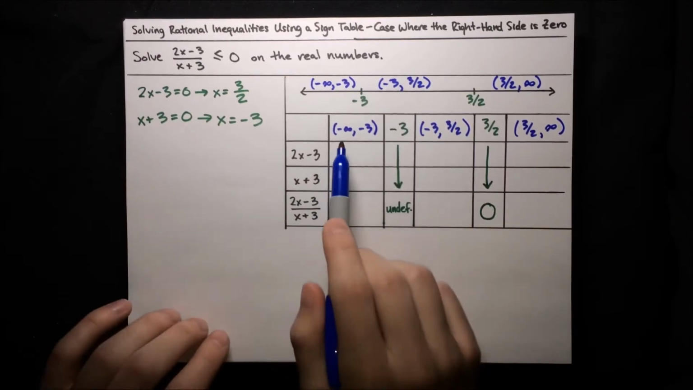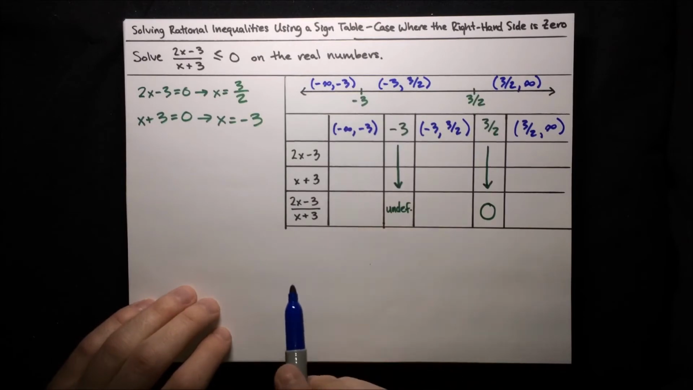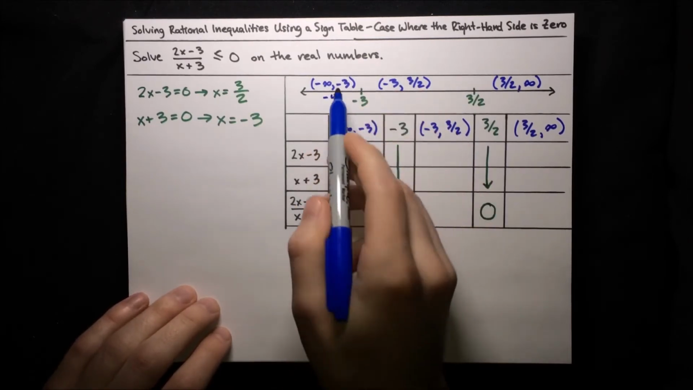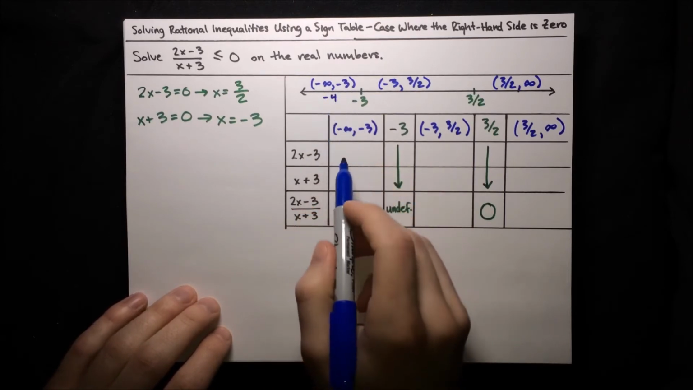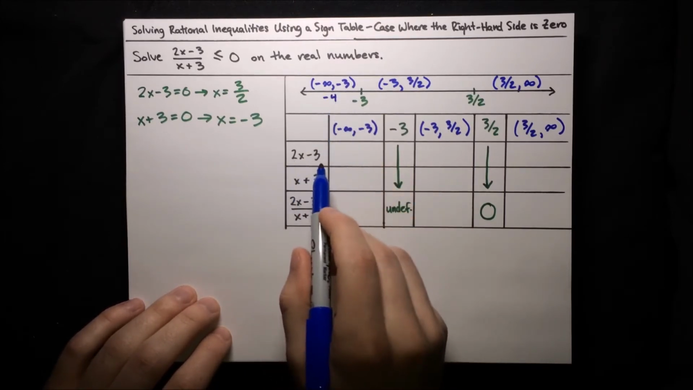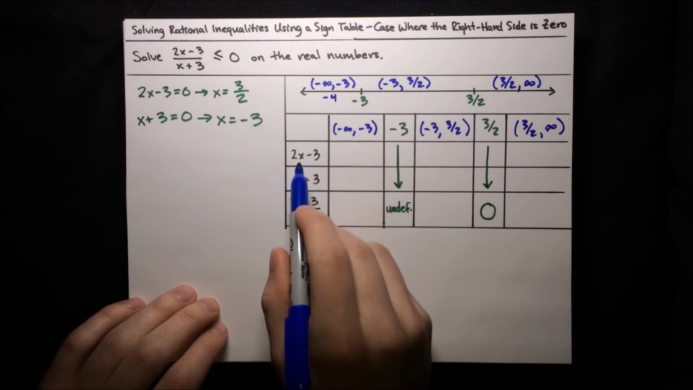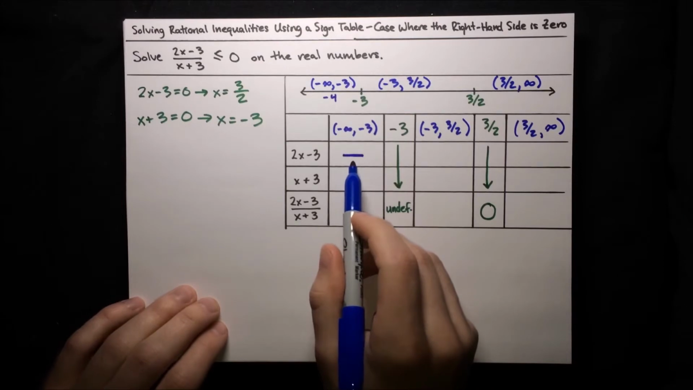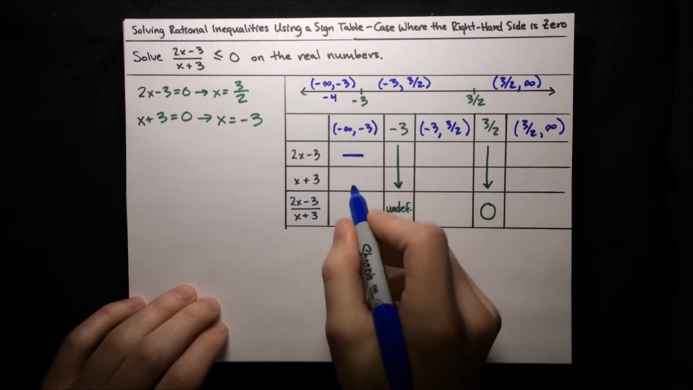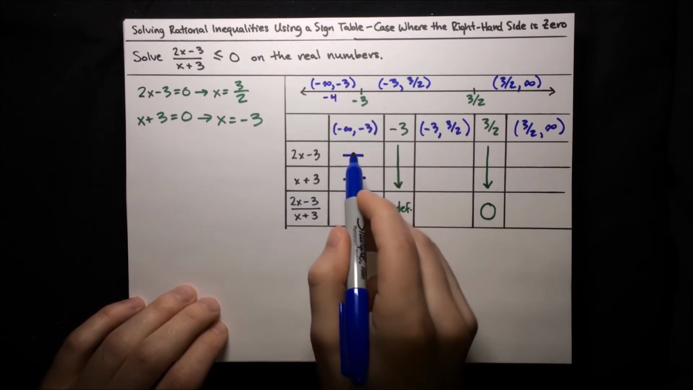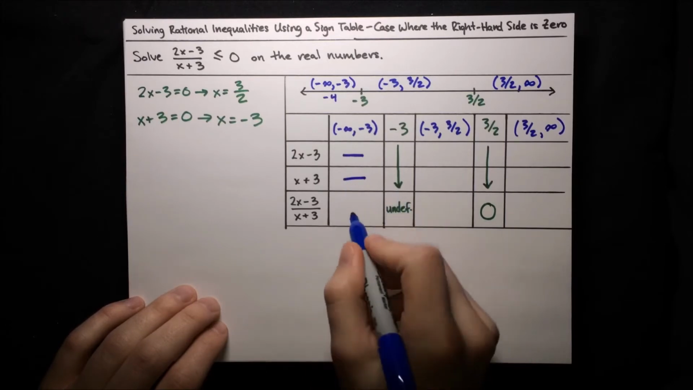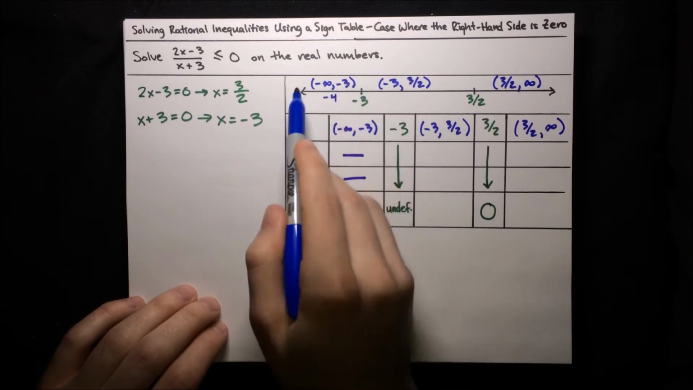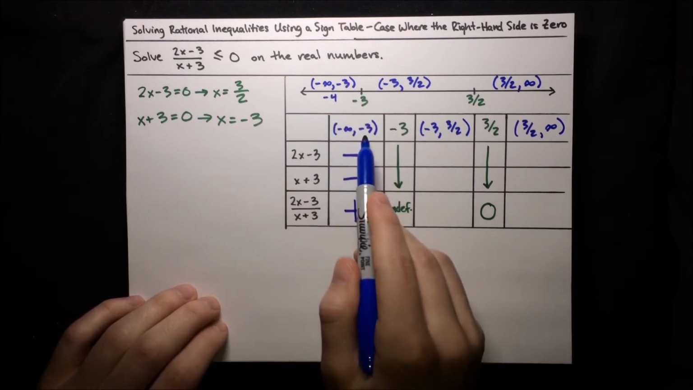Now let's look at our intervals. Let's choose some test points. How about a test point of, say, -4 for this leftmost interval? When we plug -4 into 2x - 3, that's 2 times -4, which is -8, then minus 3, -11. So just put down negative. Then -4 + 3 is -1, so negative. And negative divided by a negative is a positive. So our expression is going to be positive all throughout this interval, negative infinity to -3.